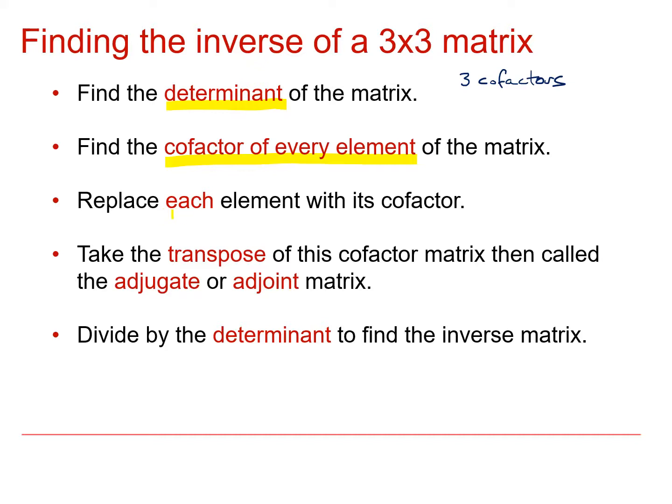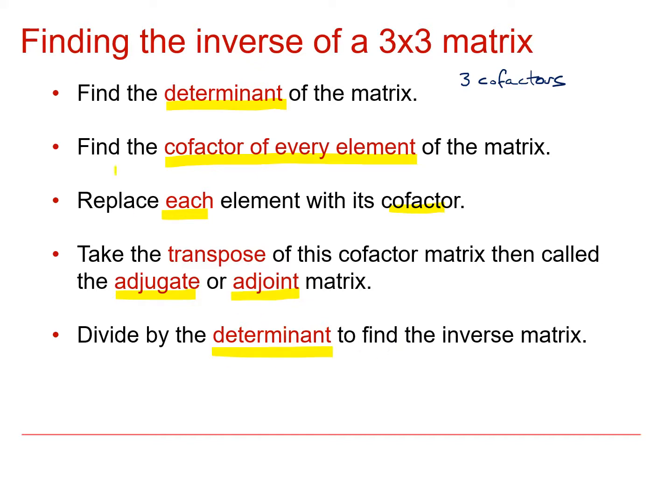You then build a new matrix replacing each element with its cofactor, and then transpose the cofactor matrix to form, we call it either the adjugate or the adjoint. And finally, divide by the determinant to find the inverse matrix.